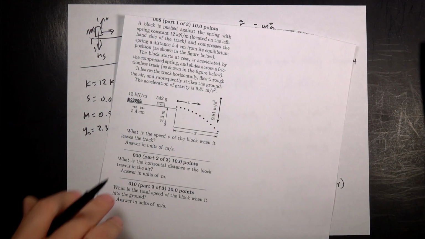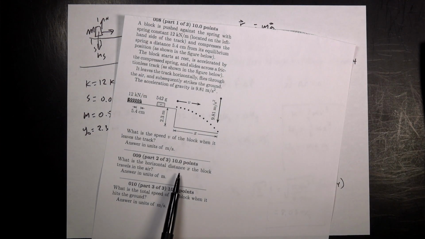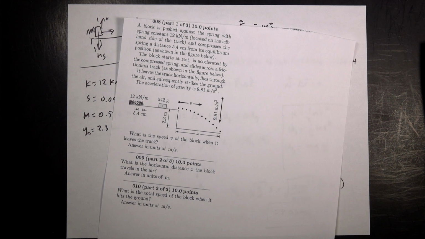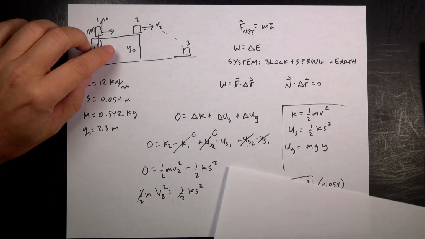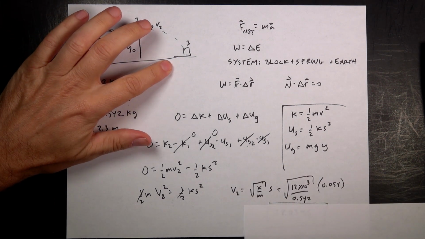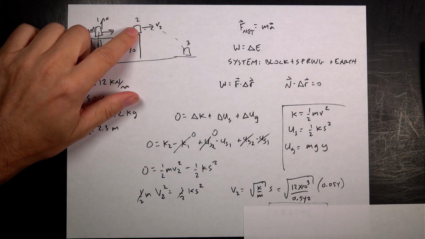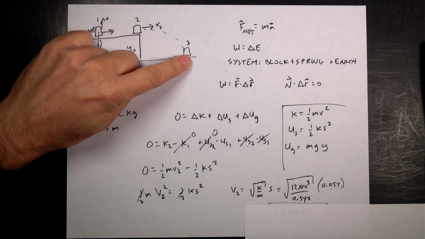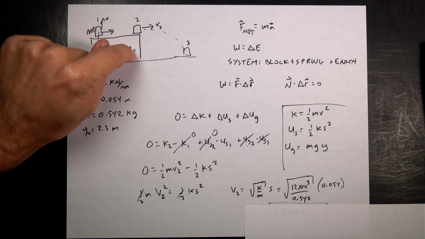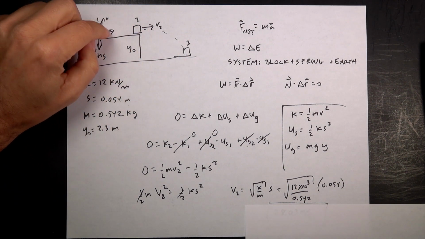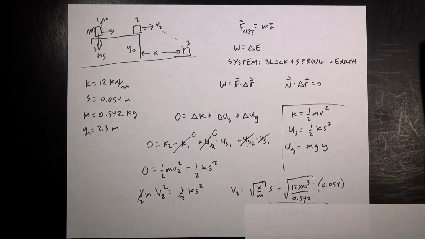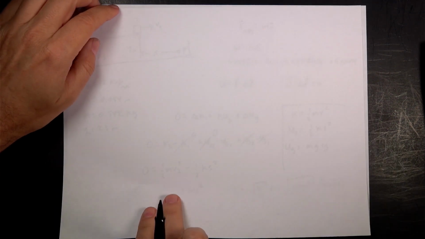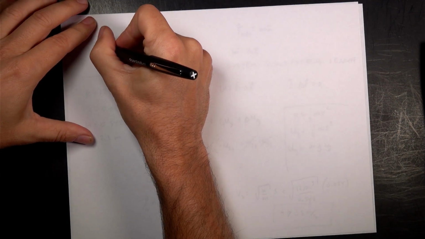Okay, next part. What is the horizontal distance x a block travels in the air? Answer in units of m. So this is not a work energy problem, because if I do work energy going from 2 to 3, there will be a change in gravitational potential energy. There will be a change in kinetic energy, but none of those depend on x. They don't depend on x, so I can't solve for x. So instead, we are going to have to use Newton's second law. So let's just take the problem. Here we go.